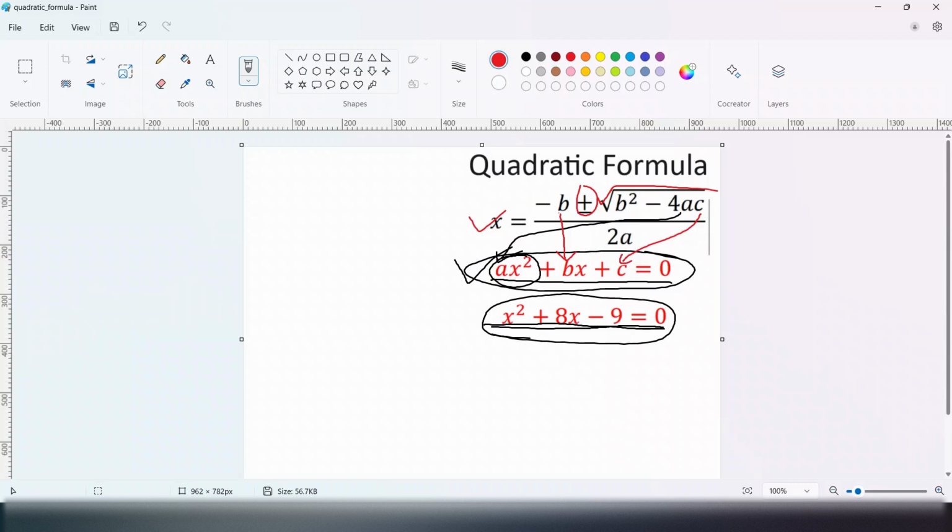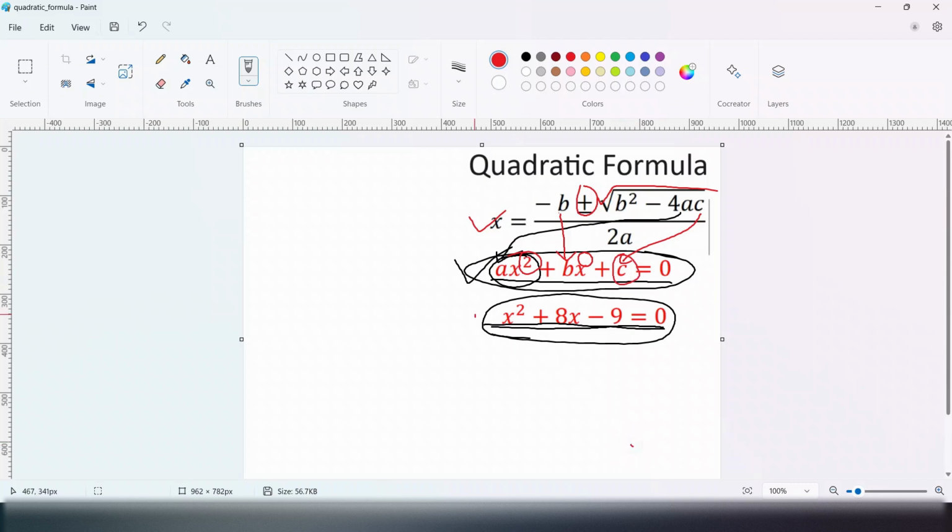So when you are ordering the quadratic equation, as I mentioned in the first lecture, you always have to order it first with the highest exponent, then the lesser exponent, and then the next one, the numeral without any variable. Okay, let's plug in the values now.